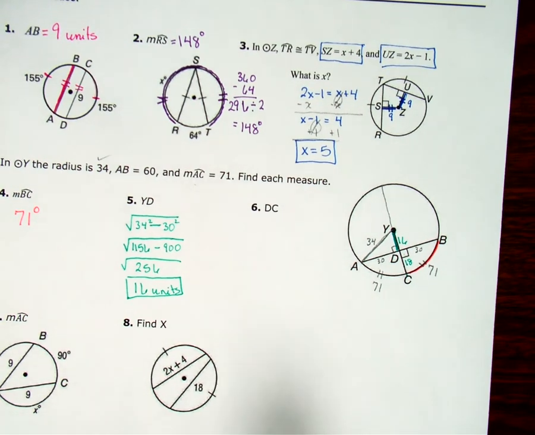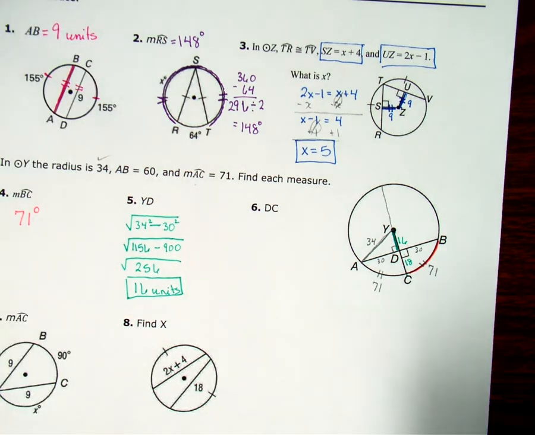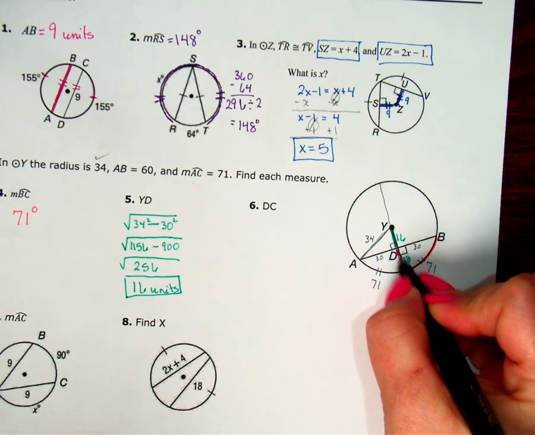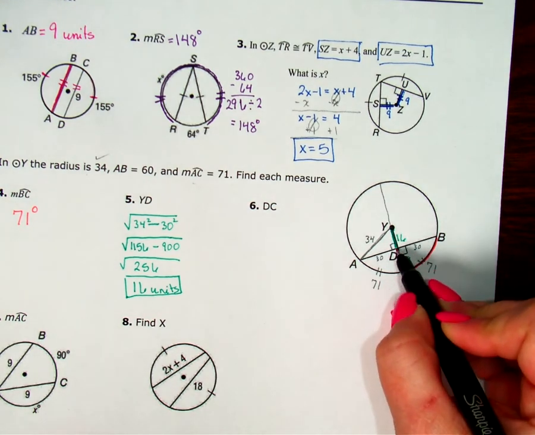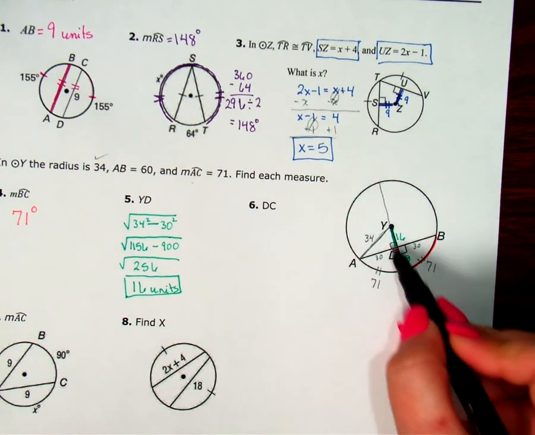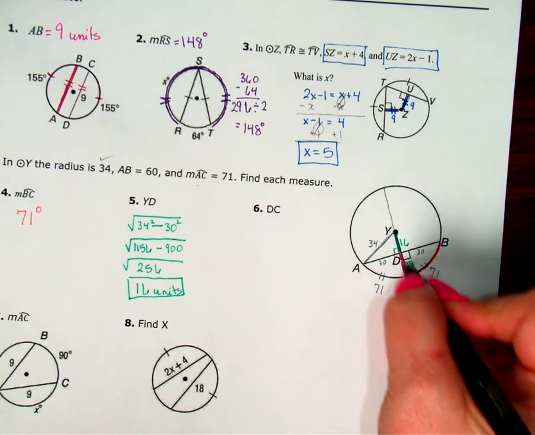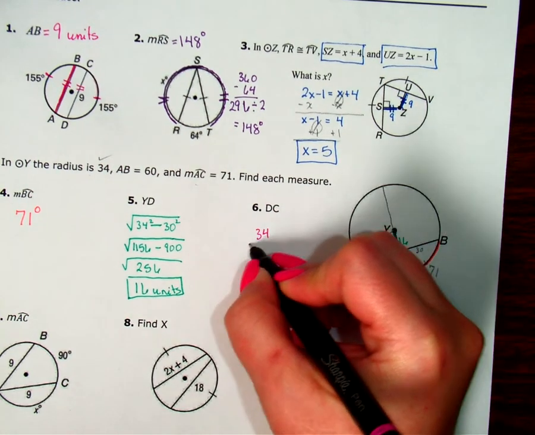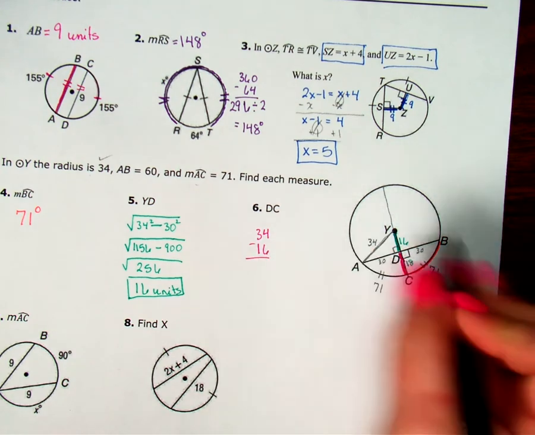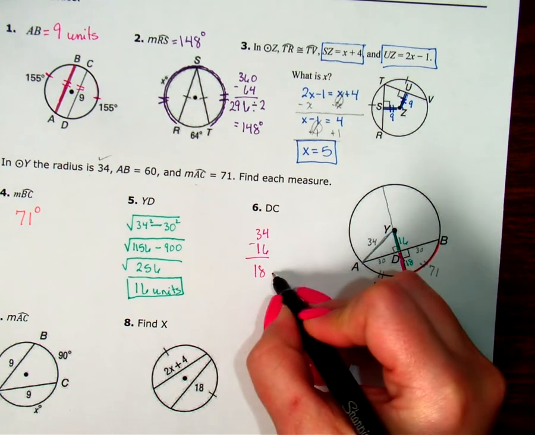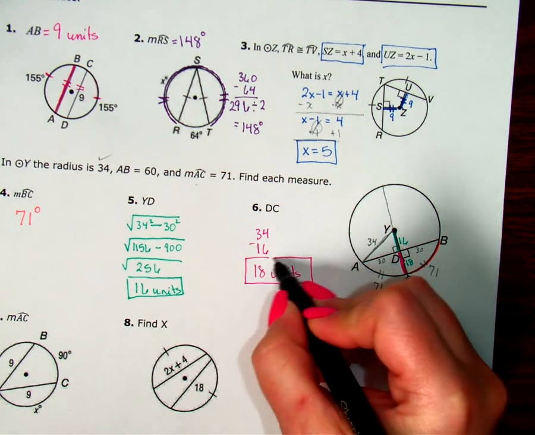Okay? Oh, look, I accidentally did number 6 already. Number 6 was asking, how long is DC? Oh, I already did it. If I know the whole radius is 34 and this piece was 16 because we did the Pythagorean theorem, then what's left has to be the whole radius, 34, minus this piece of the radius, 16, which gives me 18 units. So I had already done that one. I just did it by accident.